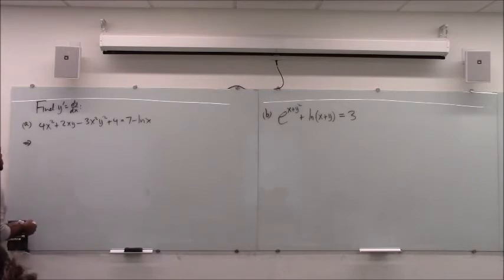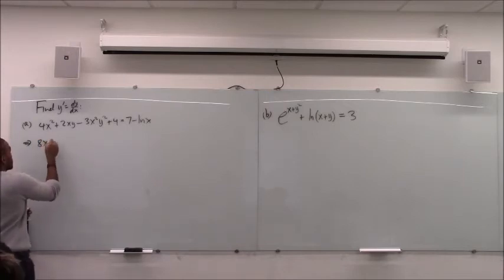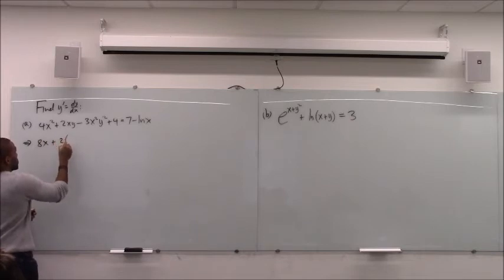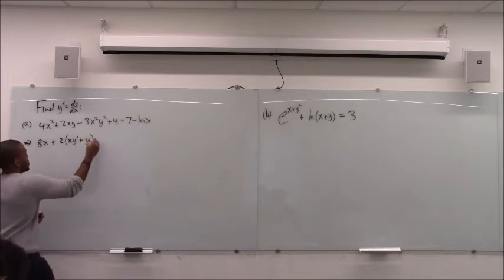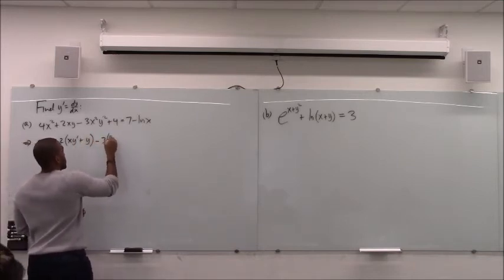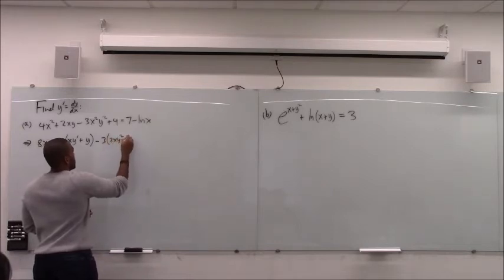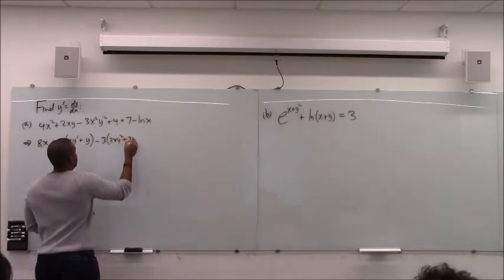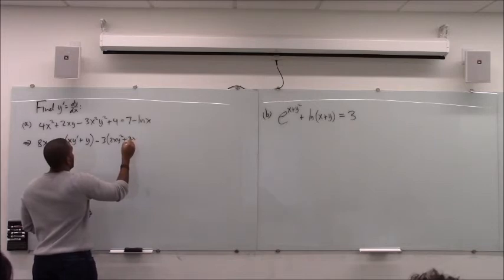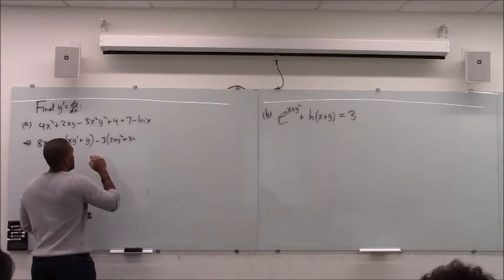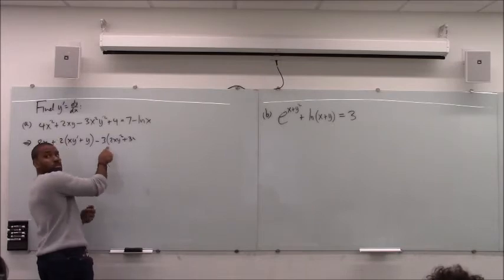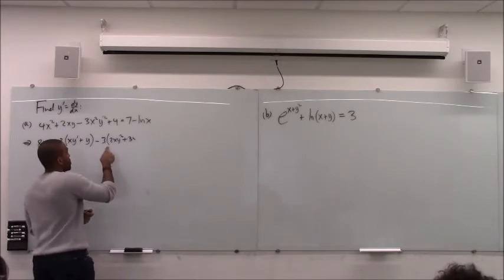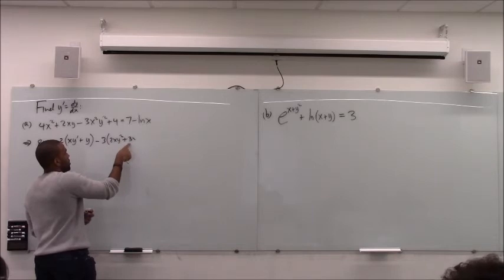Sure. So it would be 8x plus 2, open parentheses, x times y prime plus 1 times y, minus 3, open parentheses, 2xy squared plus 3x squared times 2y times y prime equals negative 1 over x. Yeah. So if you open the parenthesis here, for the x squared times. So why is there a 3 here? Oh, sorry, that would just be x squared.